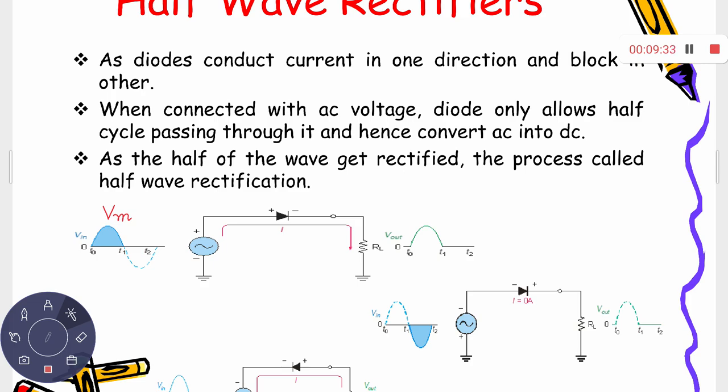So you have a full signal or full cycle, positive and negative, but the output is obtained only during the positive half cycle. Both the positive and negative halves are not present at the output. Only the positive part is present, only half of this wave, not the entire wave.